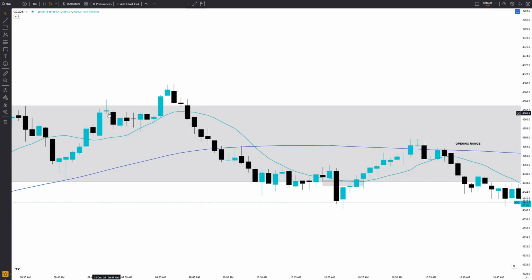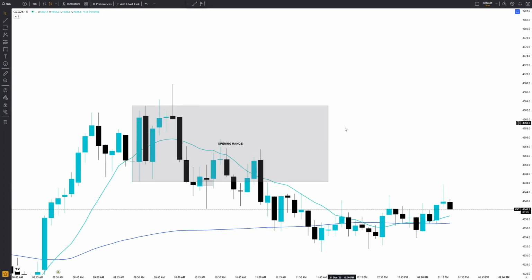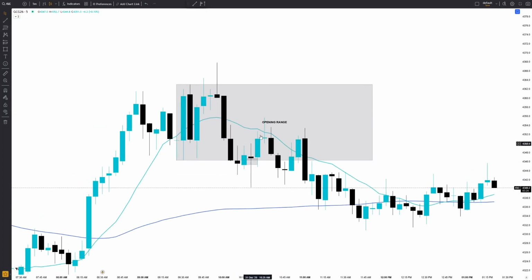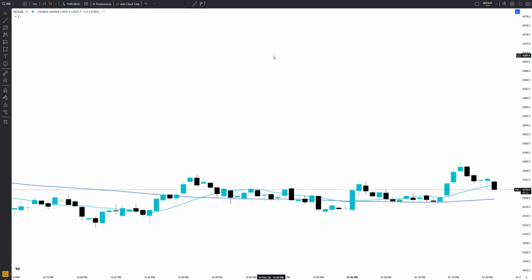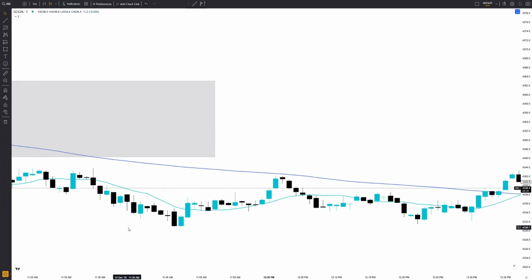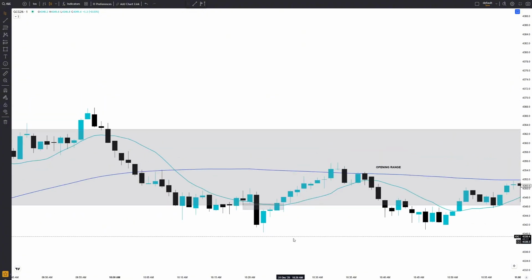You definitely wouldn't have took this because it wicked out and closed below the opening range. This gave you a fair value gap. No, I lied. Damn. This was a fake fair value gap. My bad. So you had a wick out, a fake fair value gap, and then you finally got a real one. But when you check the higher time frame, you seen that it didn't correlate. So again, that is not an entry. That's how people get stopped out of the market so many times.